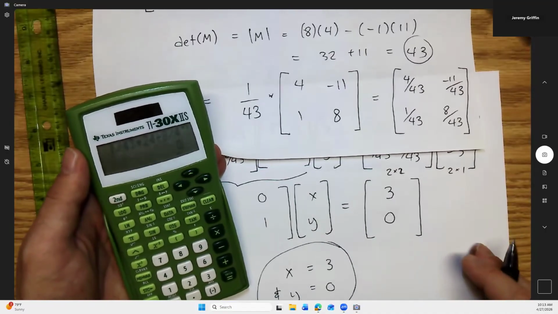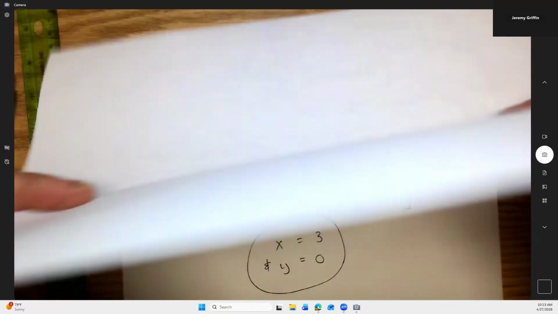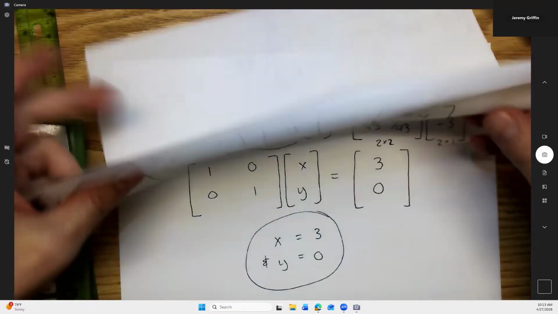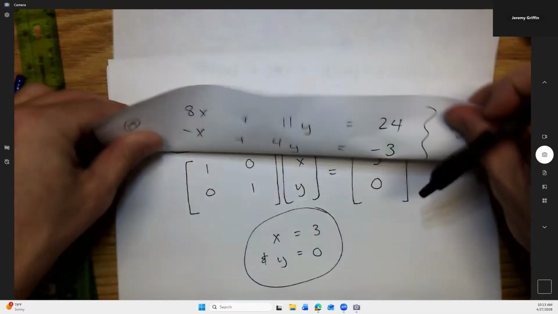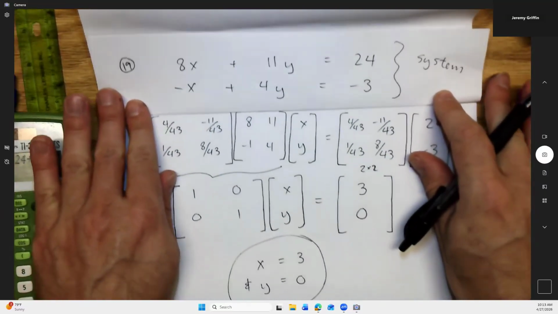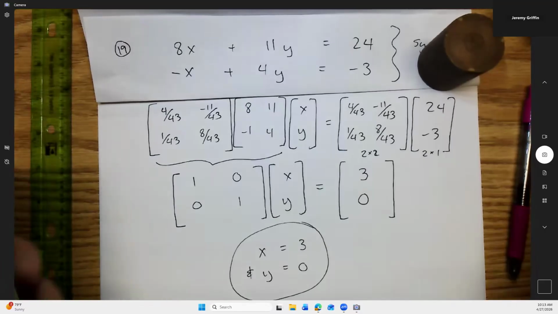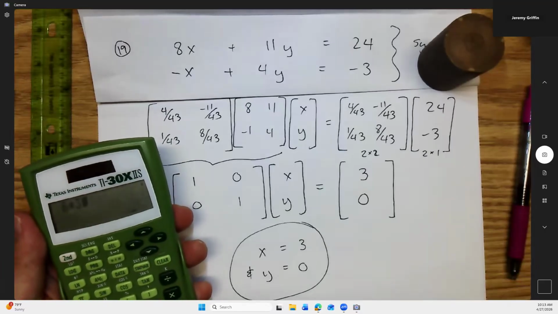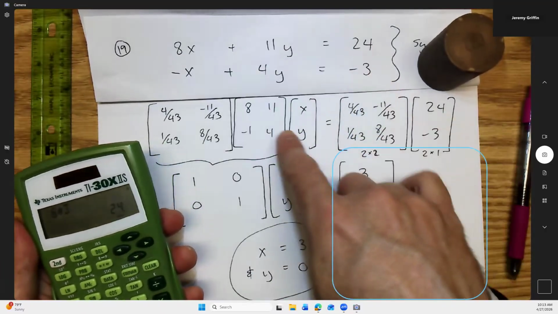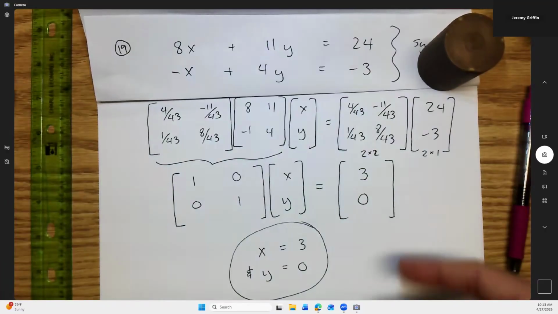So that should be the answer. One last thing I do want to check is if I take those answers and plug them back into the original system of equations, do I still get the correct answer? Let's check this. 8 times 3 plus 0 is 24. Yep. And -3 plus 0 is -3. Yeah, that totally works.